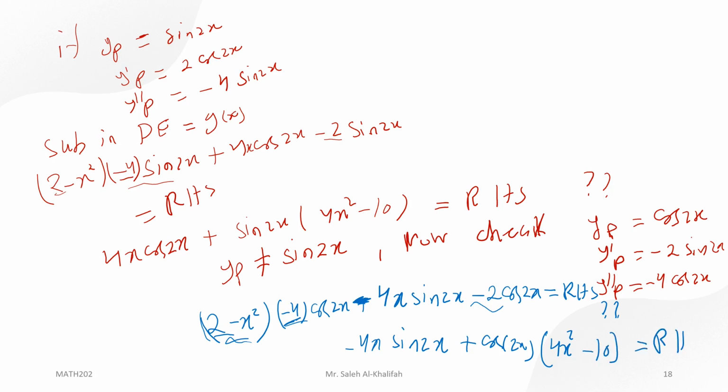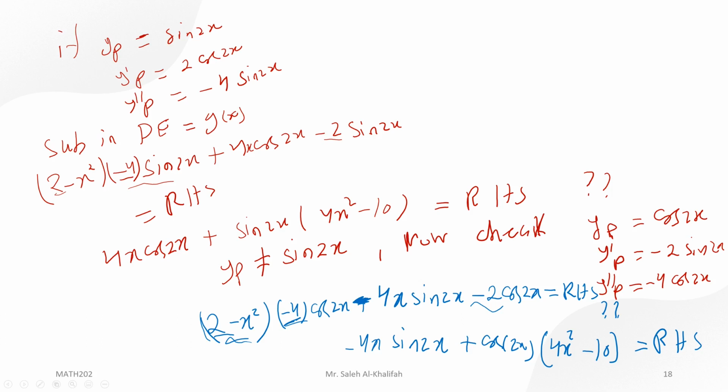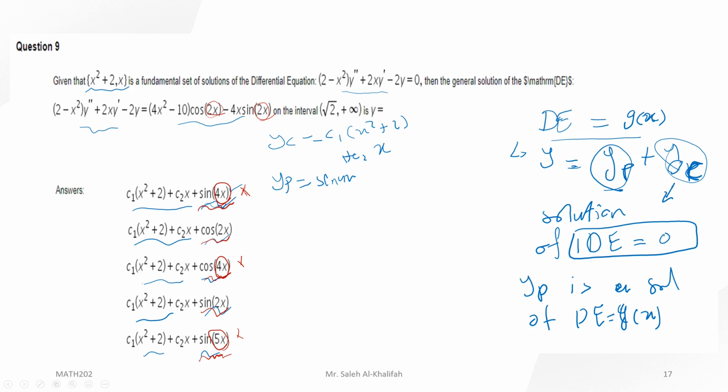هل هذه equals right hand side؟ check cosine 2x 4x تربيع ناقص 10 cosine 2x, 4x تربيع ناقص 10. بعدين هنا minus 4x sine 2x, minus 4x sine 2x. So it is right. Then y of p equals cosine of 2x. So this is right. وخلاص, we found y of p. And already we know it is given. The complementary part is given. So the answer is simply p.